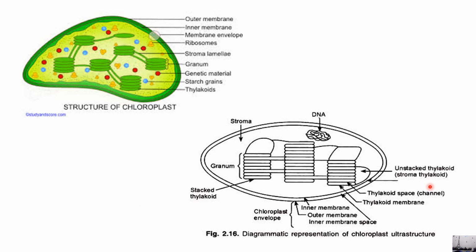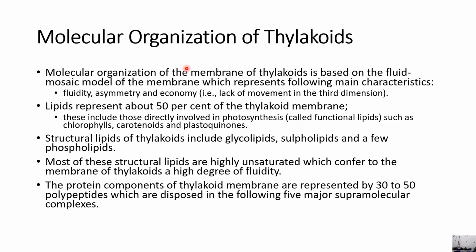So these are the images of the structure of chloroplasts, thylakoids, granum and stroma. So the molecular organization of the membrane of thylakoids is based on the fluid mosaic model of the membrane, which represents the following characteristics: fluidity, asymmetry, and economy. And lipids represent about 50% of the thylakoid membrane. And these include those directly involved in the photosynthesis, such as chlorophylls, carotenoids, and plastoquinones.